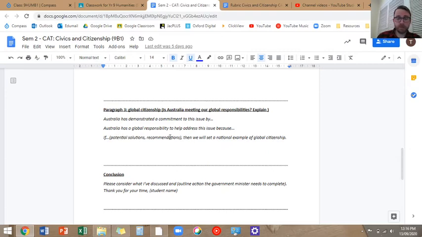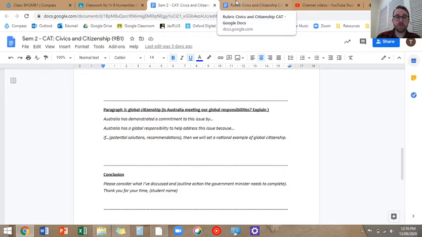If blank, then we will set a national example of global citizenship. That's the other thing you can include in this paragraph: solutions to the problem. So recommendations. They don't have to be scientific. They can be hypothetical. They might not be implemented yet, or maybe we do have a few solutions that we are doing a little bit, but we need to do more of, etc. Conclusion, again, just one or two sentences there saying, thanks mate, off we go.